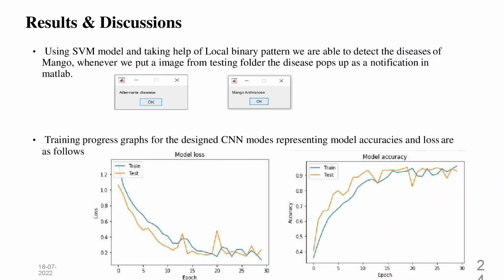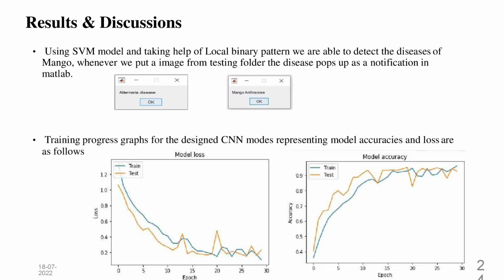So results we got till now are as follows. First one is using SVM model and taking help of local binary pattern, we are able to detect the diseases of mango. Whenever we put an image from the testing folder, the disease pops up as a notification in MATLAB. Here we can see that two diseases come up. One is Alternaria disease, another is mango anthracnose.